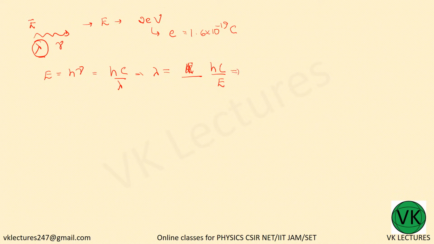Here you have to write Planck's constant, 6.6 into 10 to the power minus 34, into the value of c, that is 3 into 10 to the power 8, divided by energy, that is 2 into 10 to the power minus 19 into 1.6. All this work you have to do in order to find out the wavelength lambda.